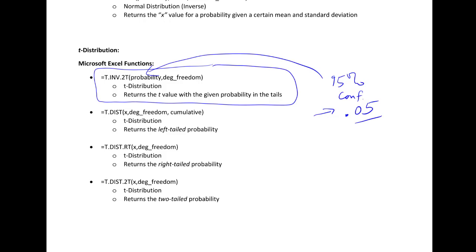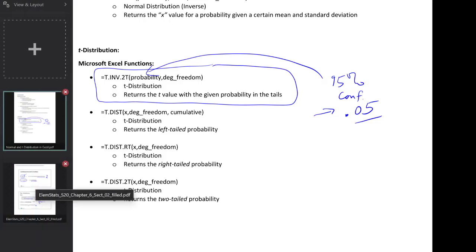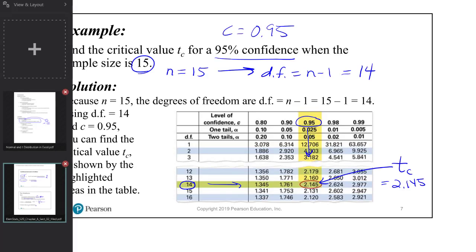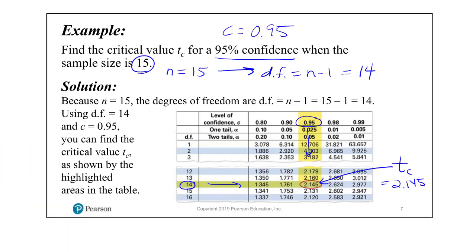Let me go back to the notes here. In this case, where we were using the 0.95, we are actually going to be using the two-tail version, so 0.05. Talking about 95% level of confidence and talking about 5% in the two tails is the same thing. And this is what we're going to use when we go to Excel.